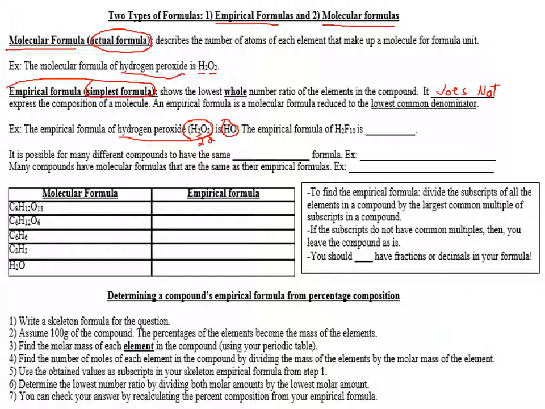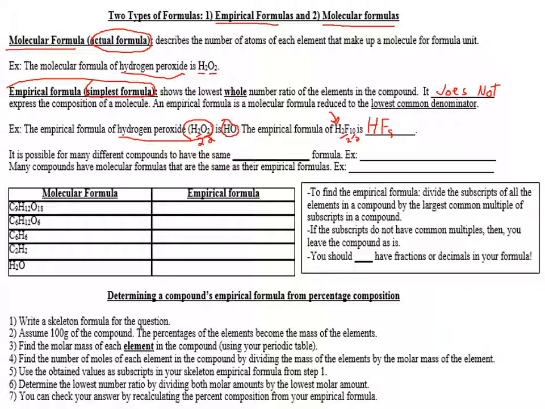Over here we have another compound, H2F10. This is our molecular formula. But if I were to ask you for the empirical formula, you want to find the simplest whole number ratio. So divide by 2, divide by 2. And so our empirical formula would be HF5.